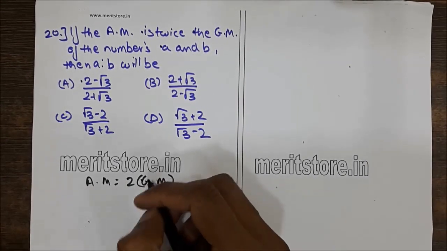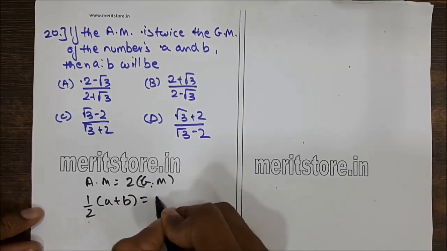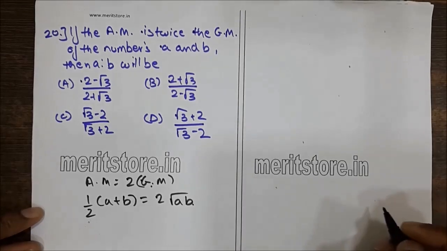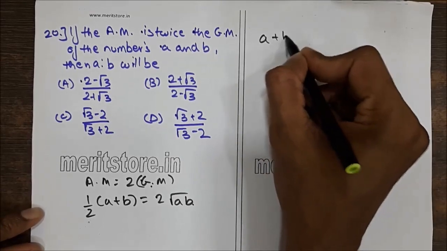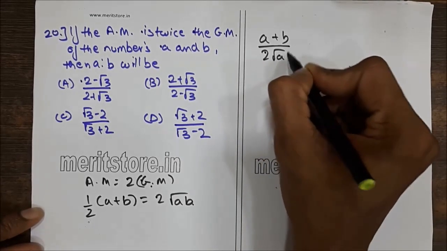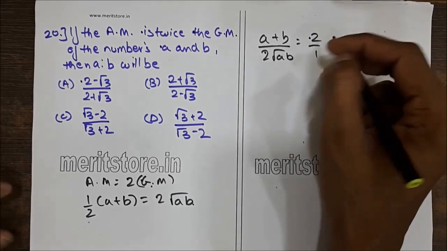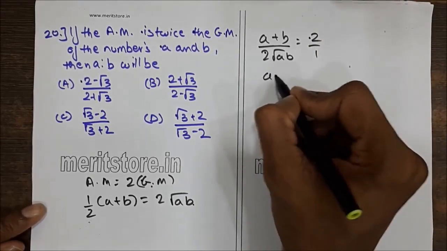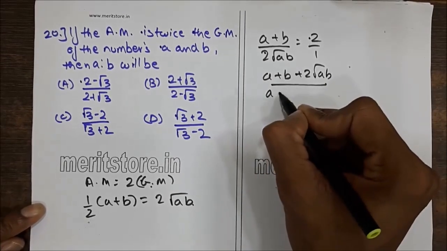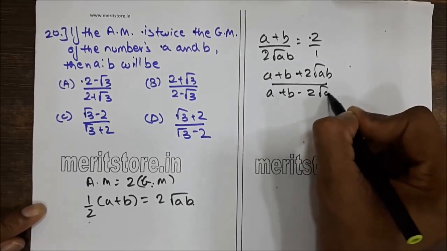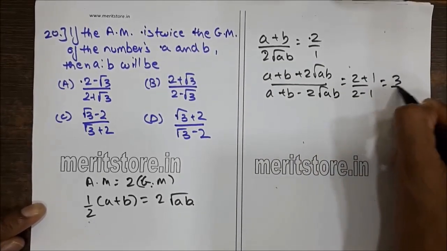That can also be written as half of AB, A plus B equal to 2 root AB, or can be written as (A plus B) upon 2 root AB equal to 2 upon 1. We solve this, we make a fine adjustment, that is (A plus B plus 2 root AB) upon (A plus B minus 2 root AB) equal to (2 plus 1) upon (2 minus 1), which is equal to 3 upon 1.